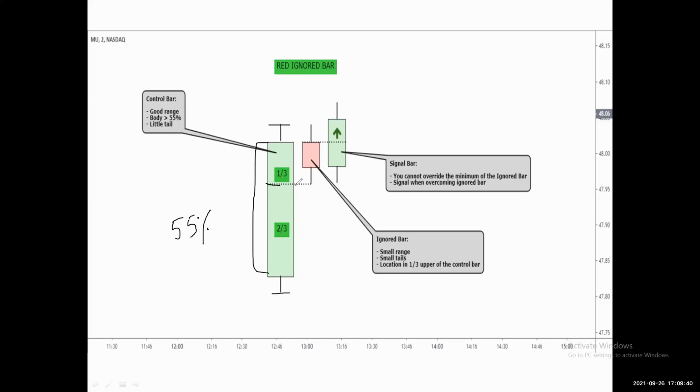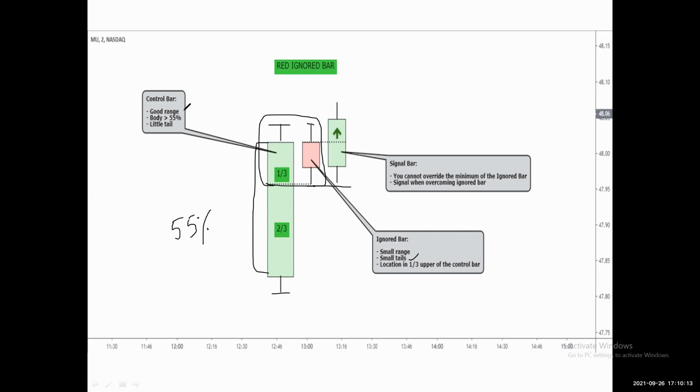The ignored bar should not go below 1/3 on the upper side when you are looking for a buy trade. The range should be small and it should have small tails. Remember, I said I do not like candles with big tails on either side. Now, this signal bar should not go below, in any form, the ignored bar. You cannot override the minimum of the ignored bar when the signal is overcoming the ignored bar.